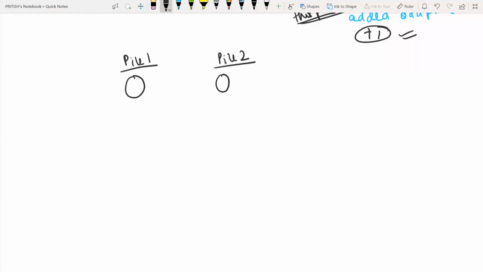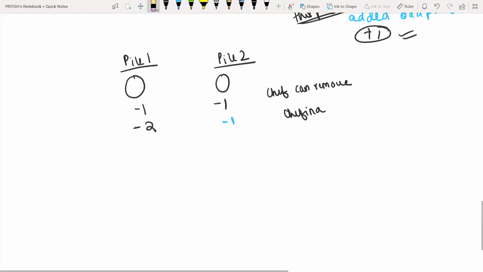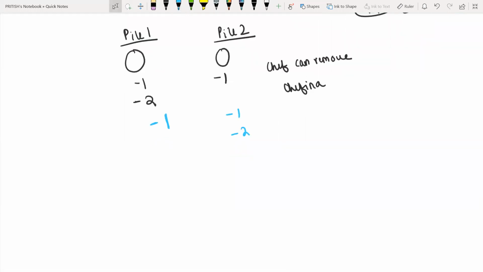And the chef can remove either 1 from here or 2 from here, and Shafina, the female character here, can move 1 or 2 from here. So basically, we have to check who will win if they play optimally.